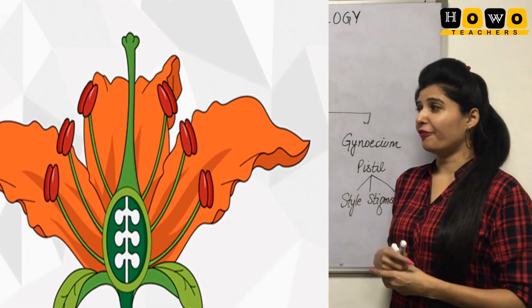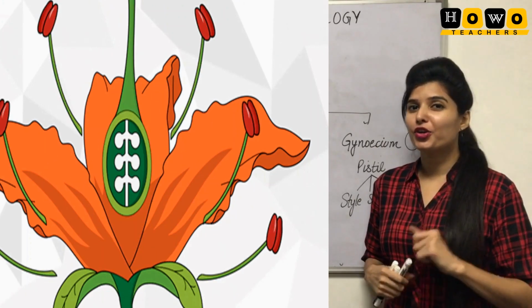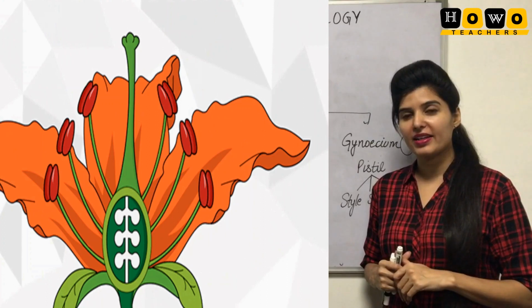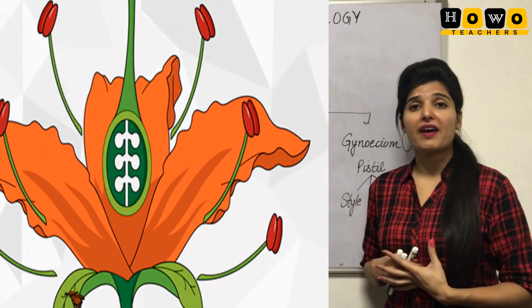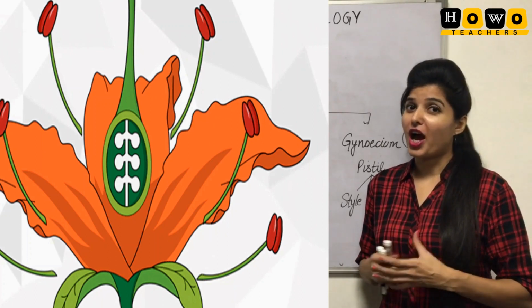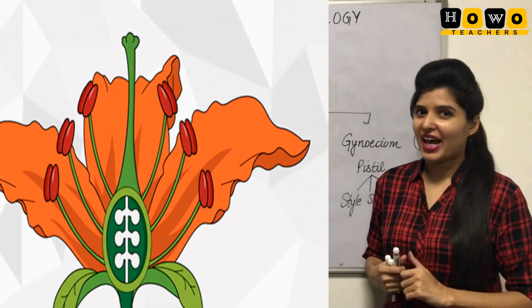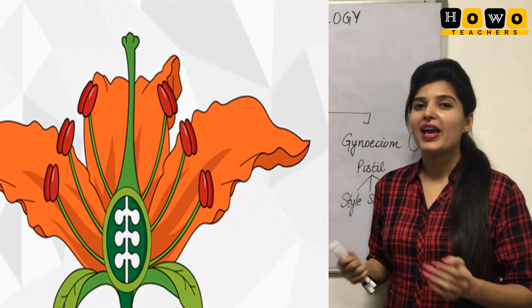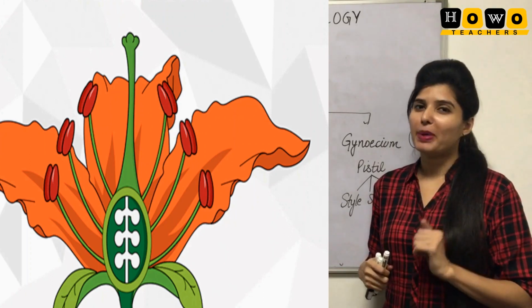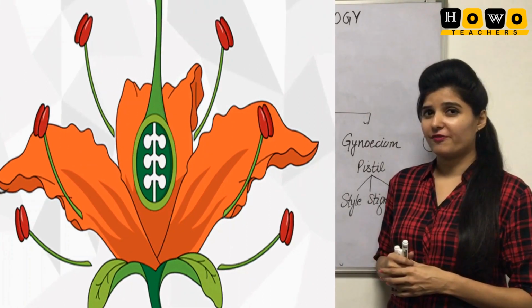So this is a flower. You can see how brightly colored it is. Do you know why it is brightly colored? Why do flowers have such attractive colors and fragrance along with juices in them? One reason is there. Can you answer? Okay, I will tell you the answer, but not now. Firstly, let us see the structure of this flower.